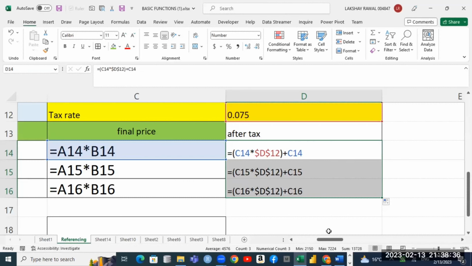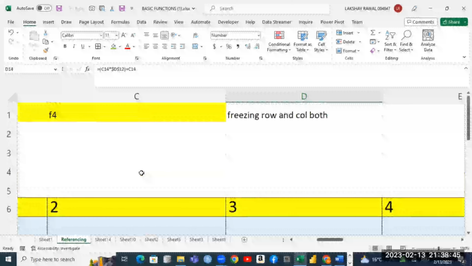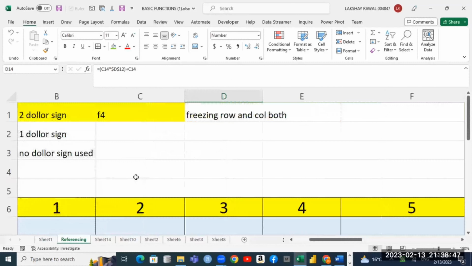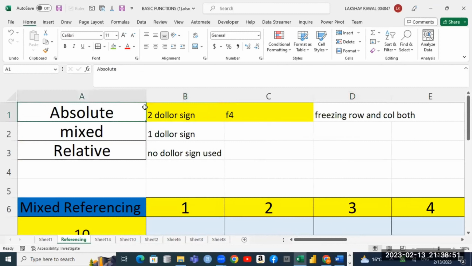So when you are using the dollar sign, you are making this absolute. This is the example of how many dollar signs you have used? Two dollar signs. This is the example of absolute referencing. When you need to freeze something, that is absolute referencing.